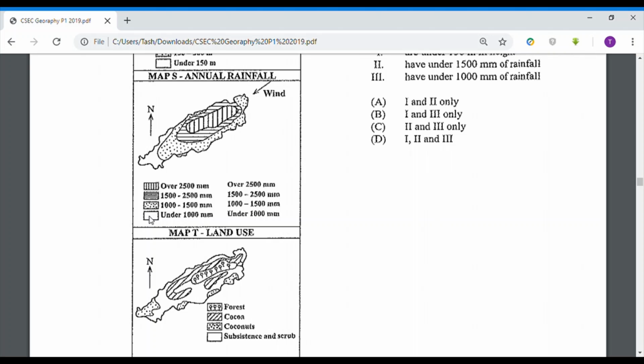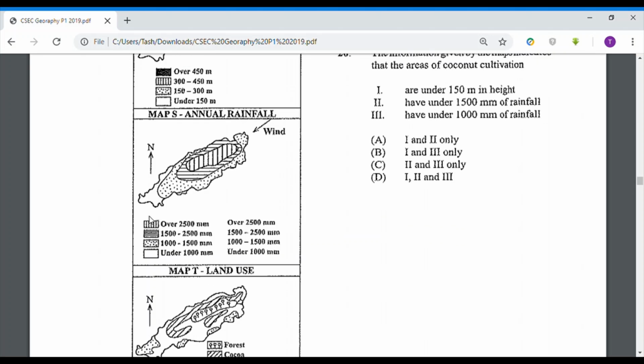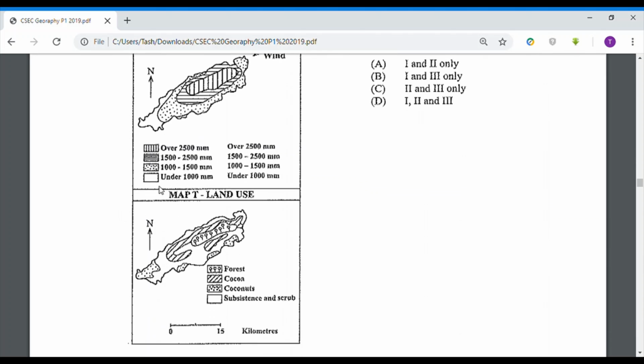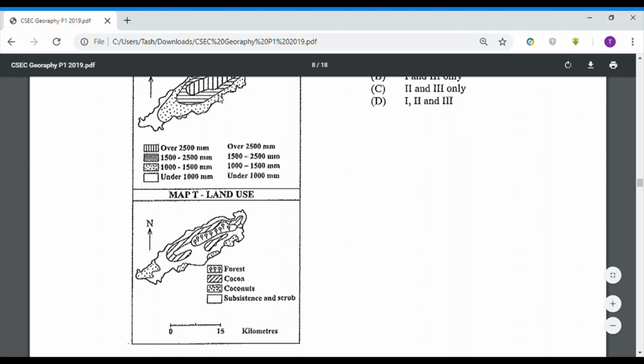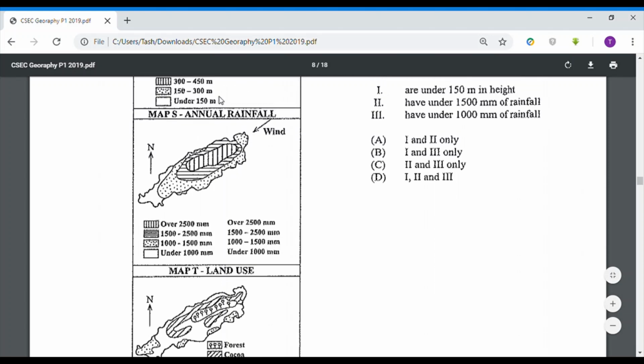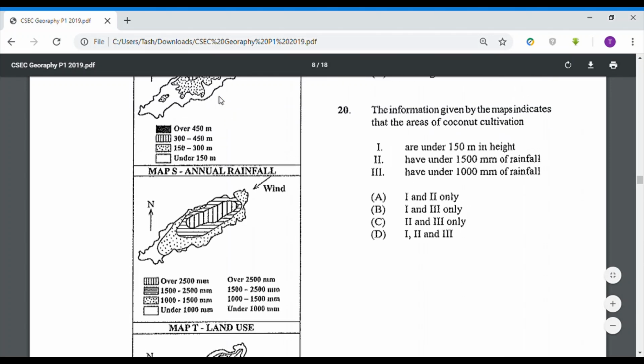And thirdly, have under 1000 millimeters of rainfall. When we are looking at the areas again, under 1000 millimeters of rainfall would be all white. But if you notice, there are some sections here where there are coconuts growing that are not in white on this map. So not all the areas have rainfall that is under 1000 millimeters. So the only things that we have correct are 1 and 2. So our answer for number 20 would have been A.